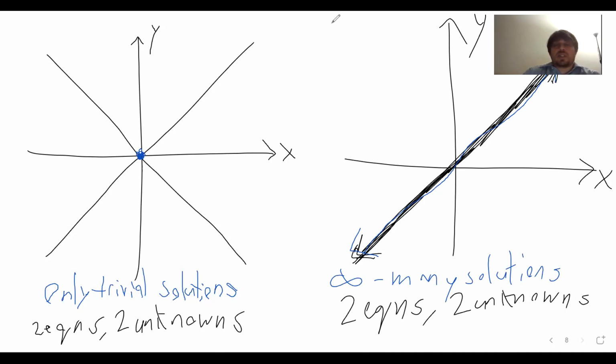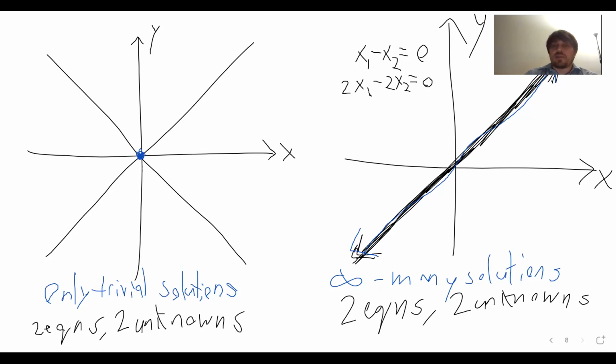An example could be x1 minus x2 is equal to 0. That would be one example. And another one would be 2x1 minus 2x2 is equal to 0. Geometrically, both of those lines are the line y equals x.